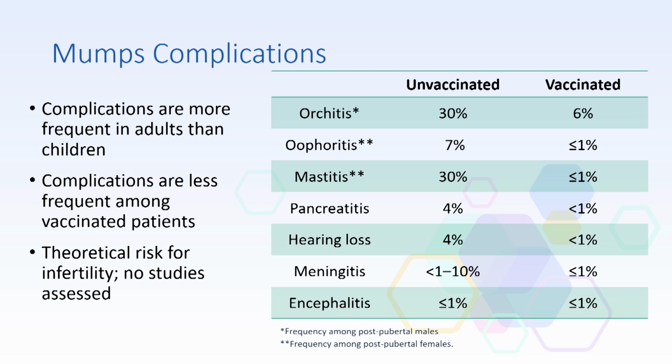As many as 30% of unvaccinated and 6% of vaccinated post-pubertal males with mumps will develop orchitis. While there's a theoretical risk for sterility, given men with orchitis can develop testicular atrophy, low sperm count, or reduced sperm mobility, no studies have assessed the risk for infertility among men with mumps orchitis.